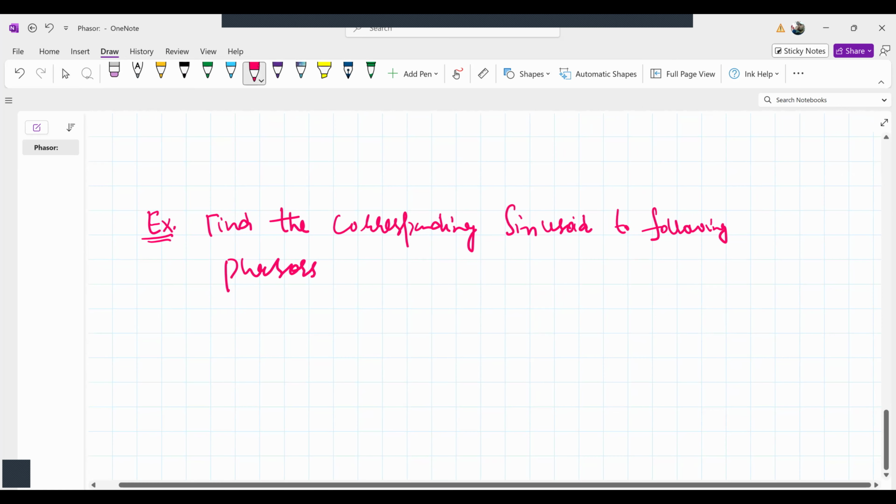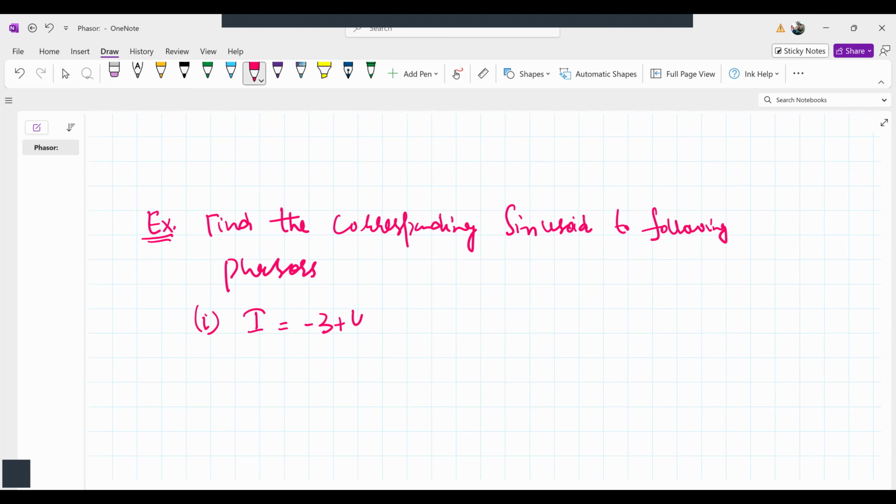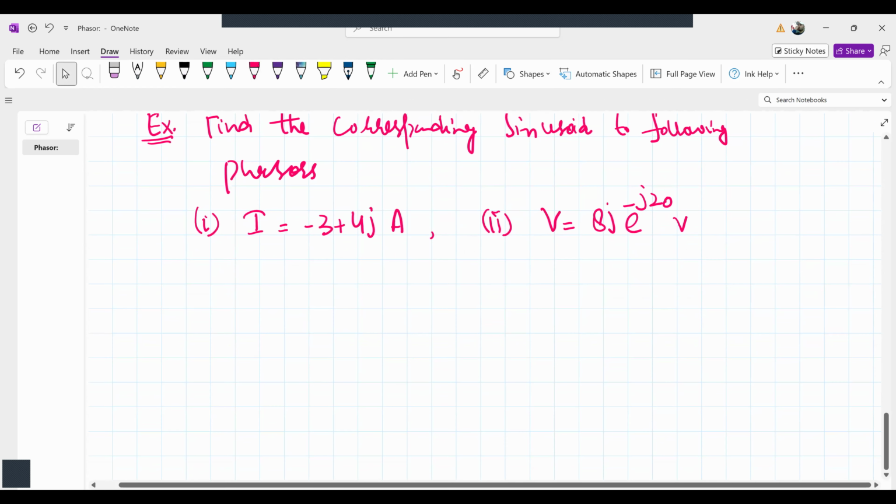First part is I phasor is minus 3 plus 4j amperes, and second, V phasor is given as 8j e to the power of minus j 23 volts. Okay, how do we convert these into the time domain?